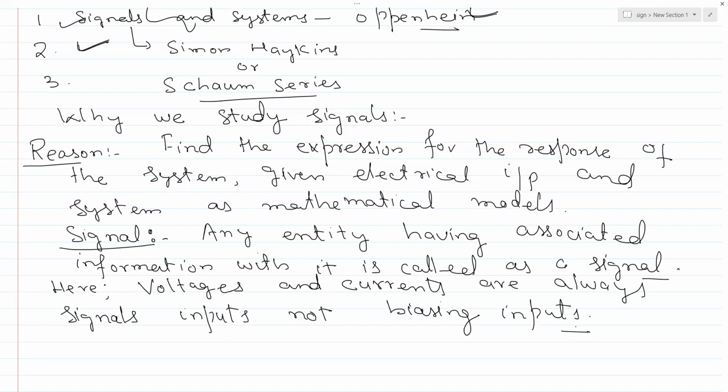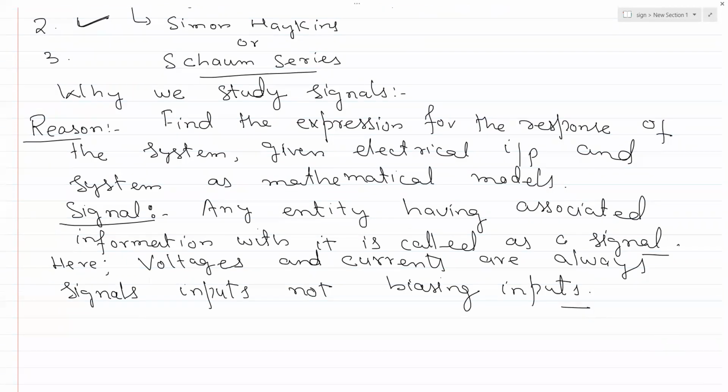Now, a signal can be a function of a single variable, a one-dimensional signal, or it may be a function of two independent variables. Then the signal will be called a 2D signal. Maybe a signal will be a function of three variables, then it is a three-dimensional signal. We will study some detail about the same.